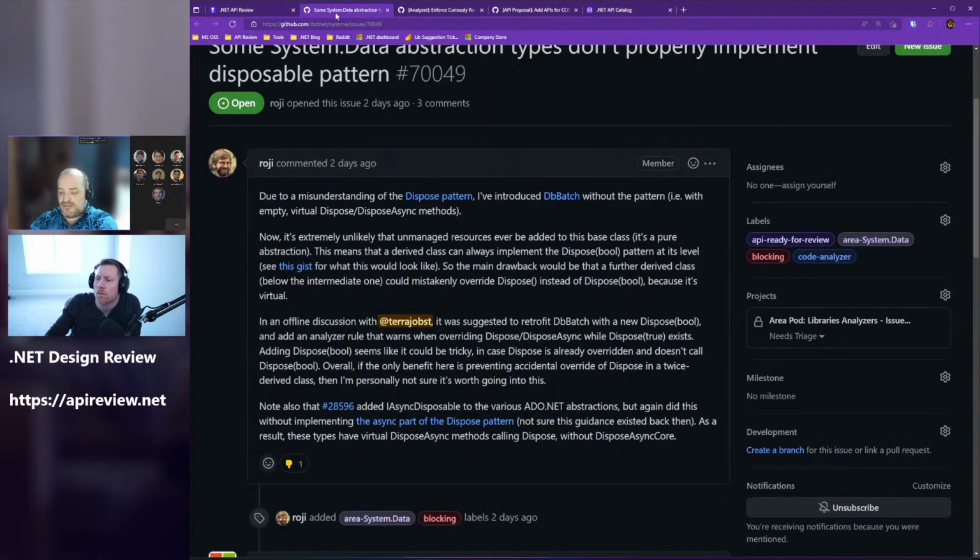Changing the type to match the published patterns sounds good, and the fact that you suggested the analyzer to detect when somebody has done the after-the-fact correction seems like it solves the weirdness of the problem. And you would prefer that over them just effectively introducing the dispose pattern at the provider level, meaning the first derived type of the abstraction.